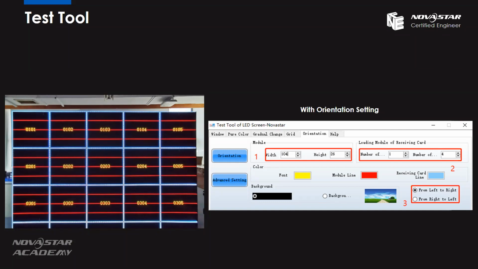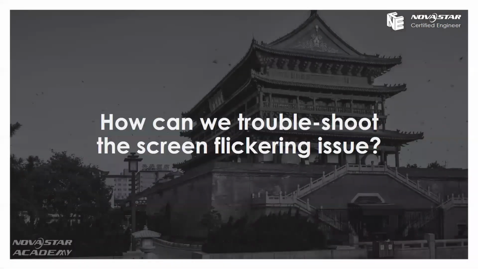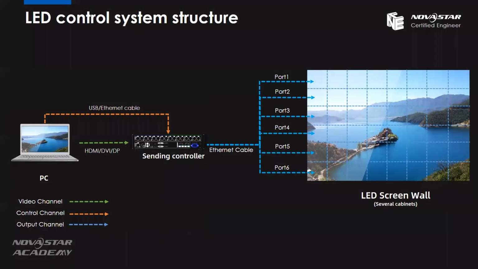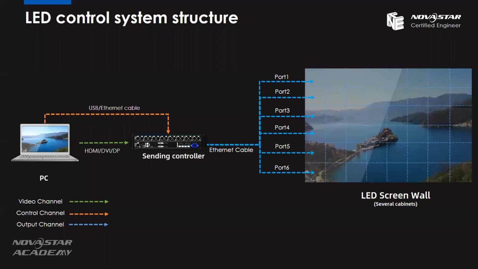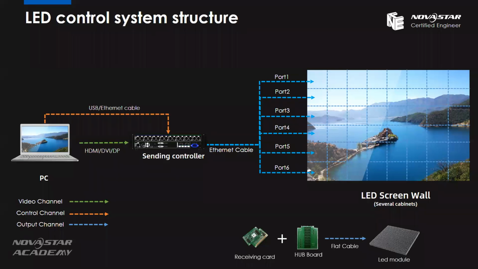And next, let's go back to this topic. How can we troubleshoot the screen flickering issue? I think every time we try to figure out the possible reasons, we look back at the original system structure. Like this one, the PC provides the video source to our sending card. From the sending card, we use the Ethernet cable to connect to the LED screen. On the LED screen side, there will be several cabinets, and in each cabinet we have the receiving card, the hub board, the flat cable, and the LED module.